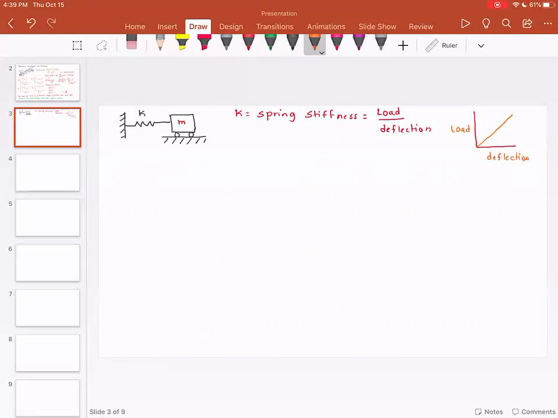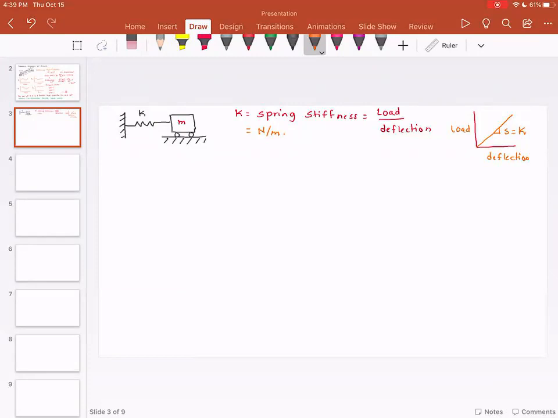The slope of this straight line is nothing but K. The unit is Newton per meter, where Newton is the unit of force and meter is the unit of displacement or deflection. Then you have mass.